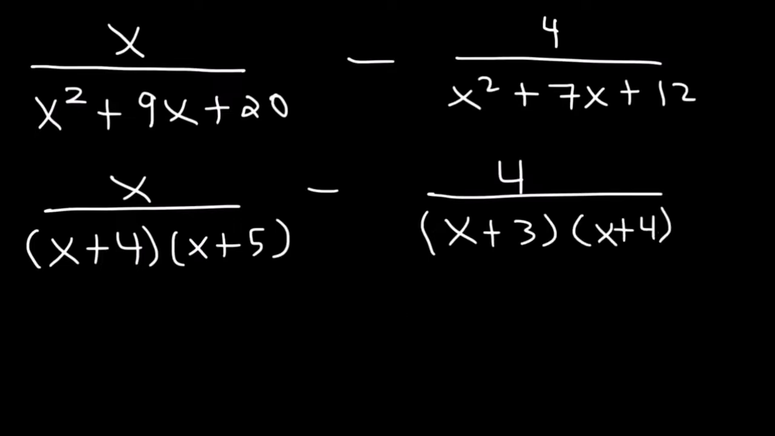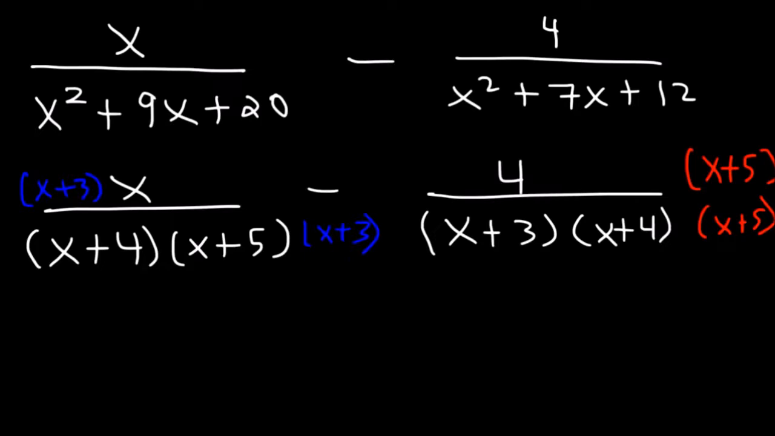So now we need to get common denominators. Both fractions have an x plus 4, so we don't have to worry about it. The fraction on the right does not have an x plus 5, so we need to multiply top and bottom by x plus 5. The fraction on the left does not have x plus 3, so we need to multiply top and bottom by x plus 3. Now notice that both fractions have the same denominator, x plus 3, x plus 4, and x plus 5. So we can now write it as a single fraction.